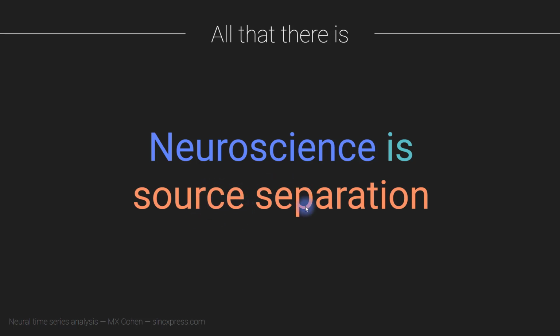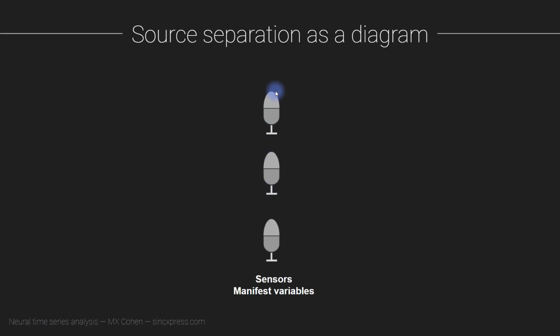I'm going to explain this concept a little bit more using this diagram. This is a diagram that you might have seen before, but I'm going to explain it in a slightly more open, more abstracted way than what you might have previously encountered. What you're looking at here are three microphones. Let's call these the sensors. We can call these the manifest variables. These are the measurement points. These are the things in the universe that we can actually measure. We can attach numbers to them.